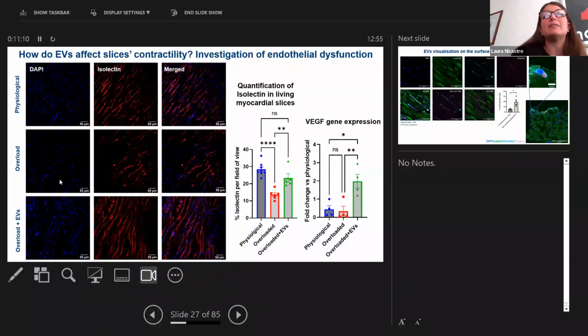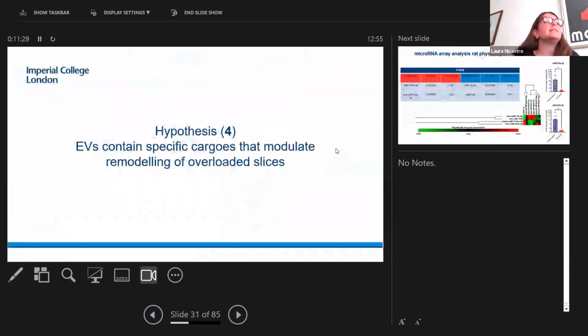And when we look at that at gene level, there was a significantly increased expression of the potent angiogenic factor VEGF only in overloaded slices that were treated with physiological EVs. So then we asked, how do these EVs modulate these changes that we see in contractility and remodeling?